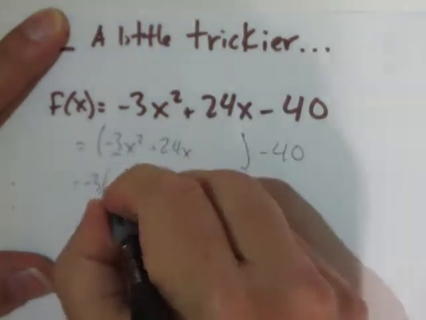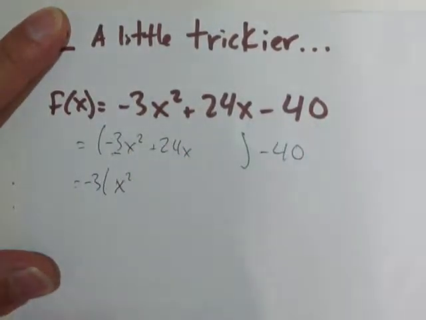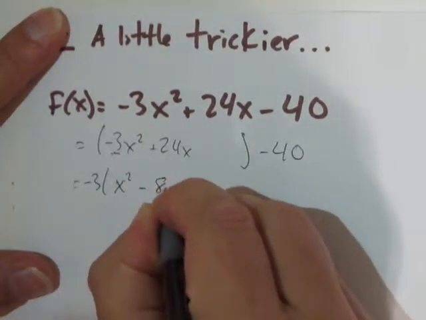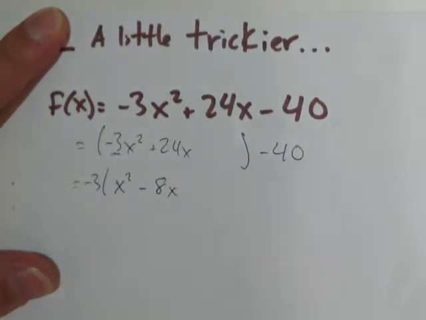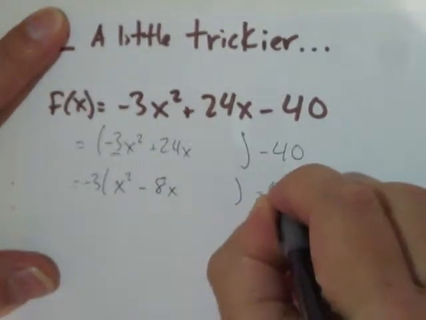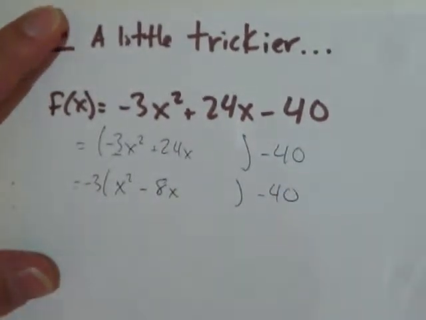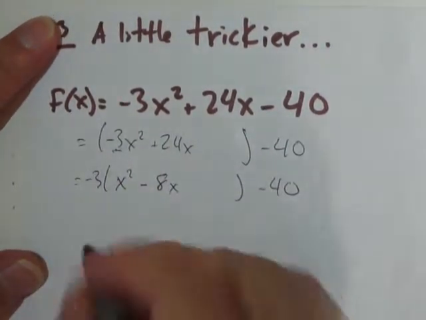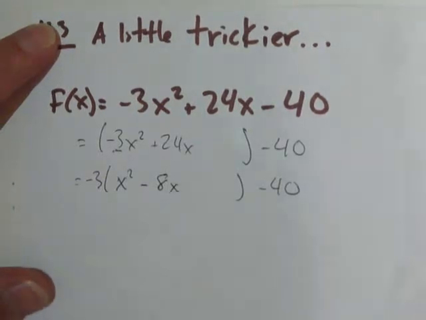Negative 3 times x squared would bring me back to that. And then negative 3 times, what's that going to be? A minus 8x would bring me there. I can close that up, and there's a minus 40. Okay, and so all I've done is I factored out the minus 3 from everything here inside the parentheses. Now let's go ahead and complete the square in here.